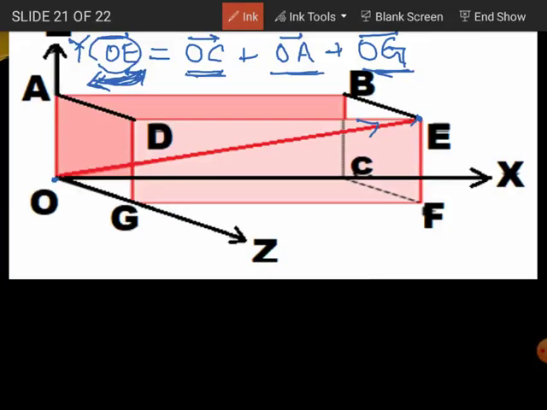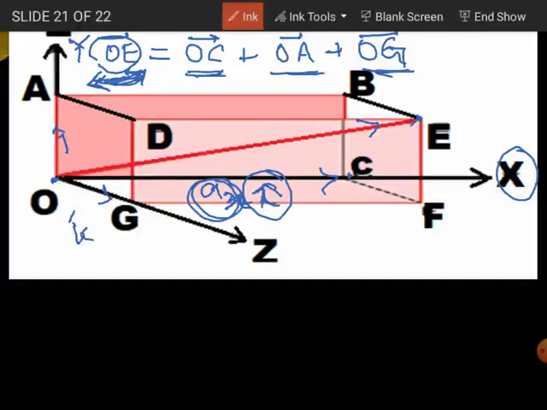Got it? So OC will be represented by what? OC will be represented by AX i cap. That means the length of OC is equal to AX. In order to represent a vector quantity, we require a magnitude as well as a direction. So the magnitude is AX, and the direction is i cap. i cap is a unit vector along the x-axis. Along the y-axis it is denoted by j cap, and along the z-axis it will be represented by k cap.